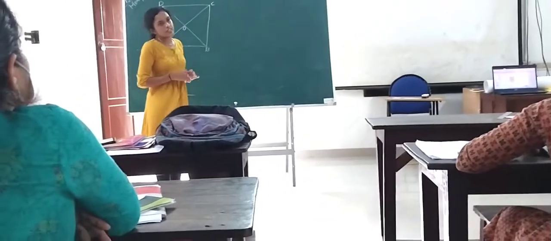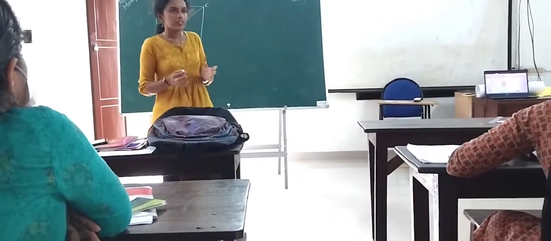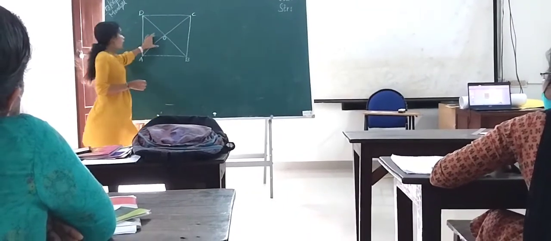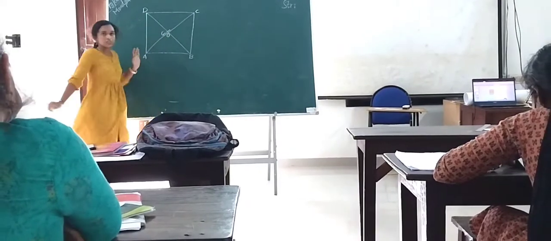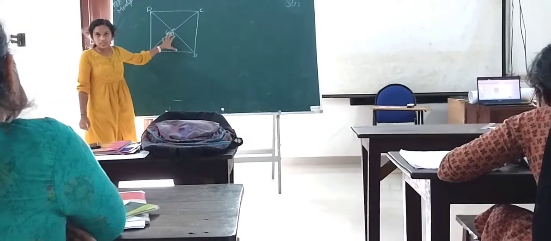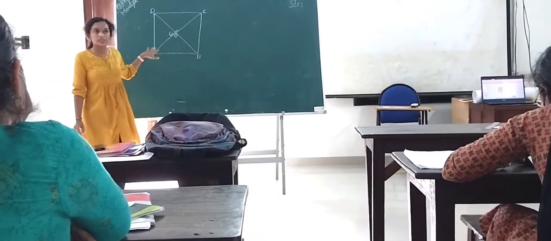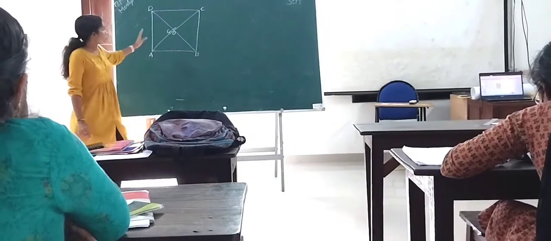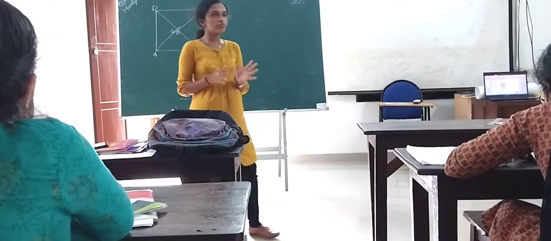If you know the side of the square, you can find the area using side into side. What if we do not know the length of the side? If you don't know the length of the side, what will we do? Now suppose that I have given the length of the diagonal, 6 centimeters. By drawing the diagonals, what happens to the square? It is split into 4 parts, and each of them is a triangle. So in the square I have given, you can see 4 triangles.